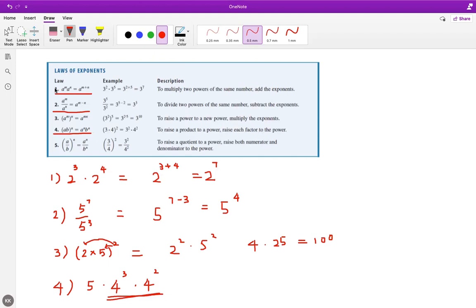Yeah, actually it's like question number 1. So we can use law number 1 to solve 4 raised to the 3 times 4 raised to the 2. We have the same base with multiplication, which means that I need to add the exponents. So this part equals 4 raised to the 3 plus 2, which is 5, right? And don't forget, we also need to times the 5 here. So we have 5 times 4 raised to the 5. This is your final answer.